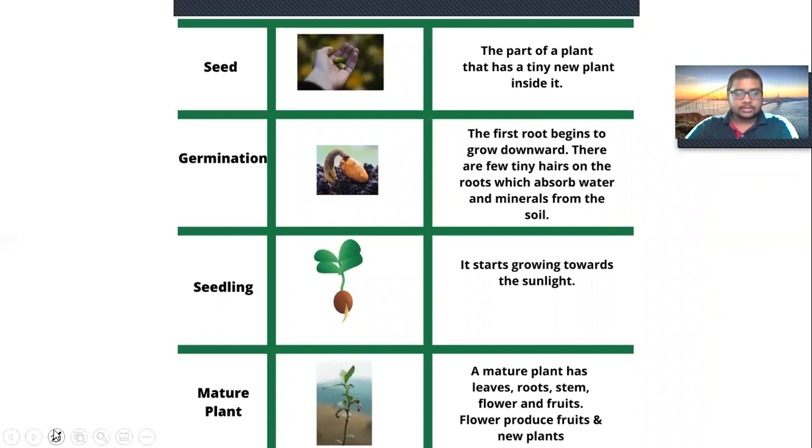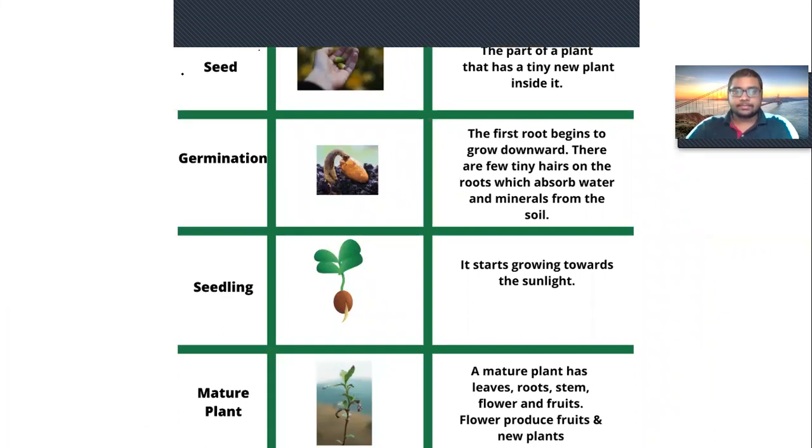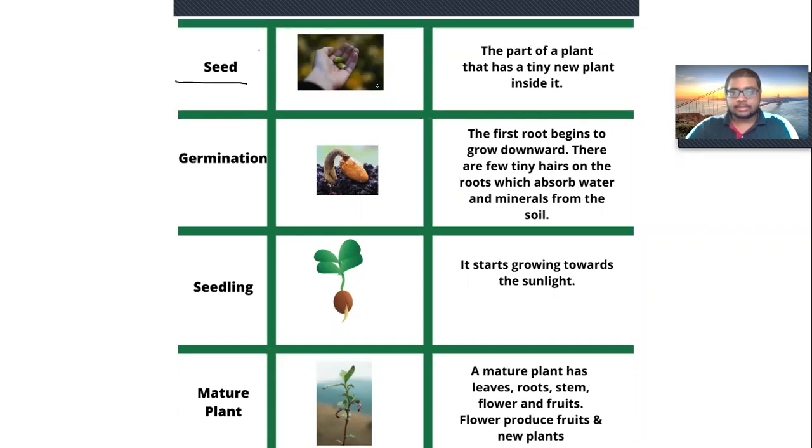Now let us summarize the whole process once again. You can see here there is a seed in the hand of the person. What does a seed do? The part of a plant that has a tiny new plant inside it is called a seed. You might have eaten a mango. There is a very big seed inside it, isn't it? That seed is a part of the plant that has a tiny new plant inside it. That is called a seed. That is the first process.